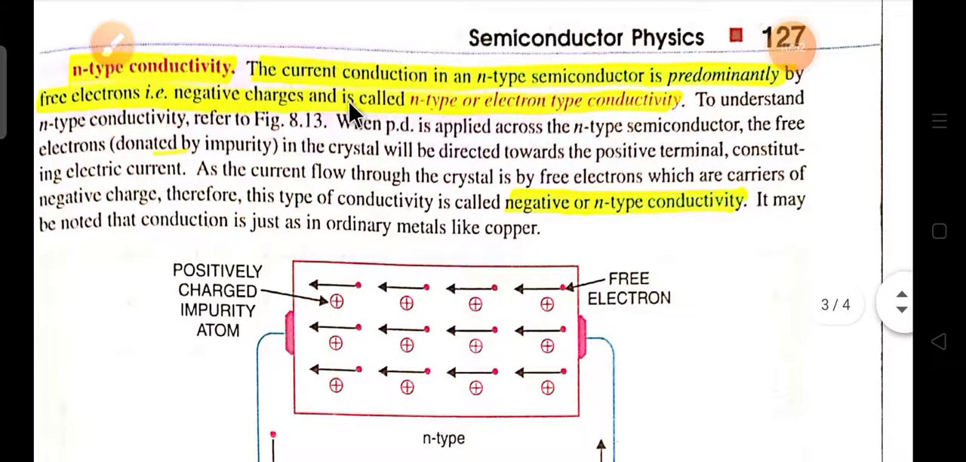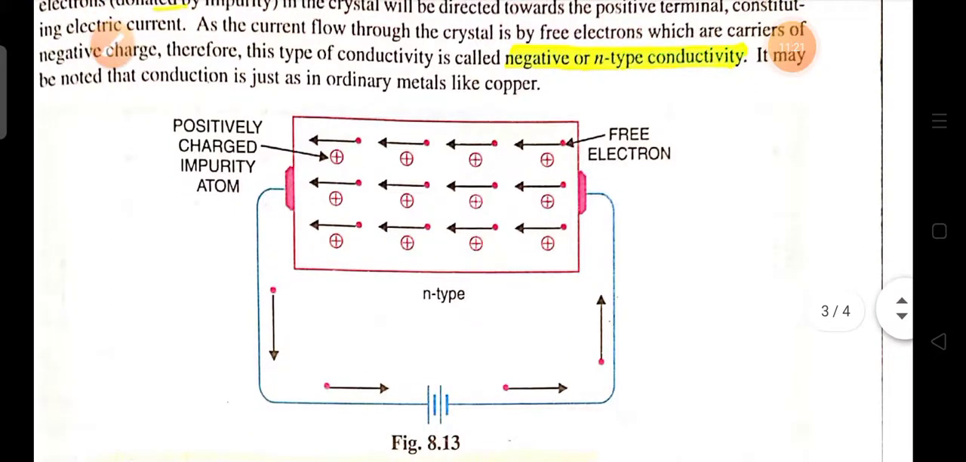In n-type conductivity, the current conduction in an n-type semiconductor is predominantly by free electrons that are negatively charged, and is called n-type or electron type conductivity. That means in n-type conductivity, which charge carrier is in the majority? Negatively charged carriers are there, which is electron. So the electron flow inside the semiconductor is due to the electron, the negatively charged particle. That's why this is called negative or n-type conductivity.